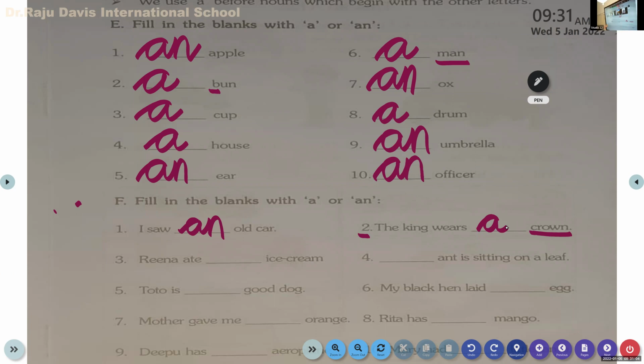Third question. Can you read the question, Jewel? So what do we have to write there before the word ice cream? Jewel, come on, say it once more. Very good. Reena ate an ice cream. Very good.